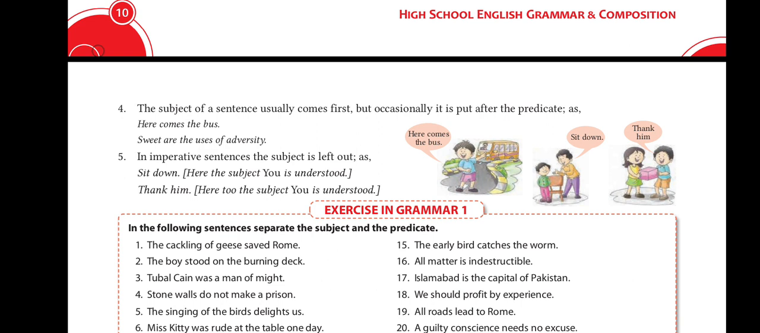In an imperative sentence, the subject is left out. This is a very important point. You must remember this type and this point. Sit down. Here the subject "you" is understood. Thank him. Here too the subject "you" is understood. You must remember this point in imperative sentences. This is very important for us.